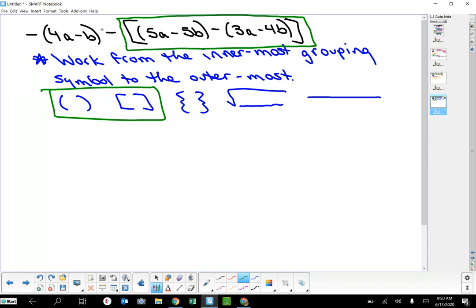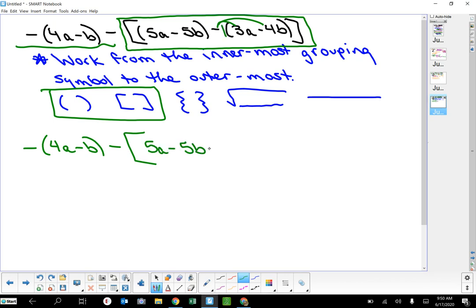I would completely ignore this minus sign and do what it says inside the brackets. So I'm just going to bring down the front part. So I have a minus 4a minus b minus, and I'm going to keep my bracket. And here I'm going to just distribute this negative. Remember, that's a -1. So I have 5a minus 5b minus 3a plus 4b. And these brackets could now change to parentheses if you want.